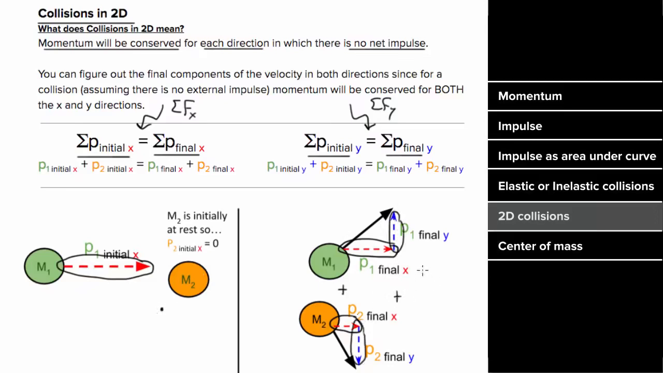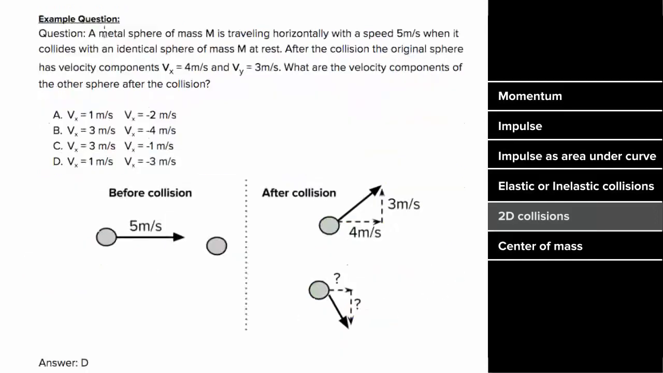So what does an example involving collisions in two dimensions look like? Let's say a metal sphere of mass m is traveling horizontally with 5 meters per second when it collides with an identical sphere of mass m that was at rest. After the collision, the original sphere has velocity components of 4 meters per second and 3 meters per second in the x and y directions. And we want to know what are the velocity components of the other sphere right after the collision.